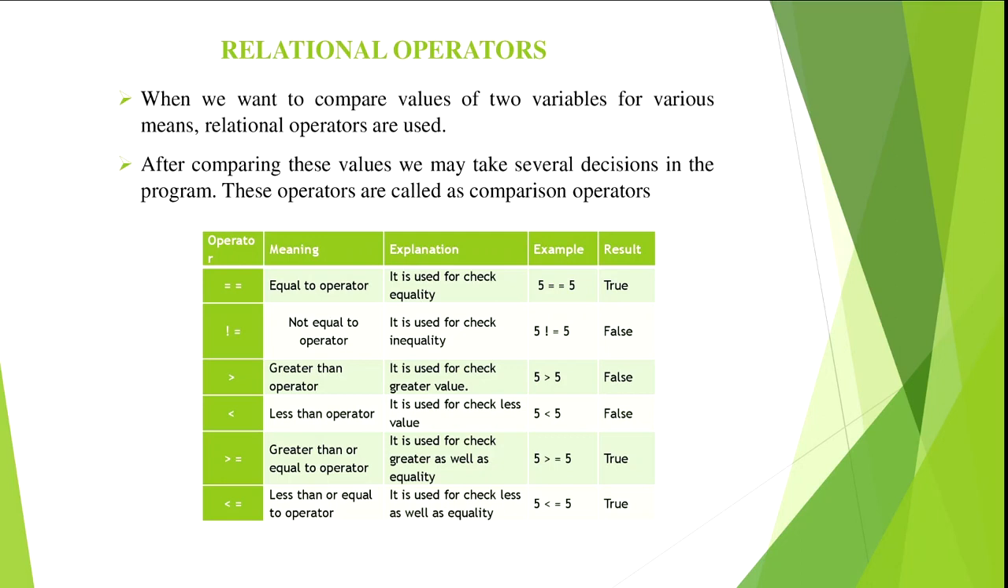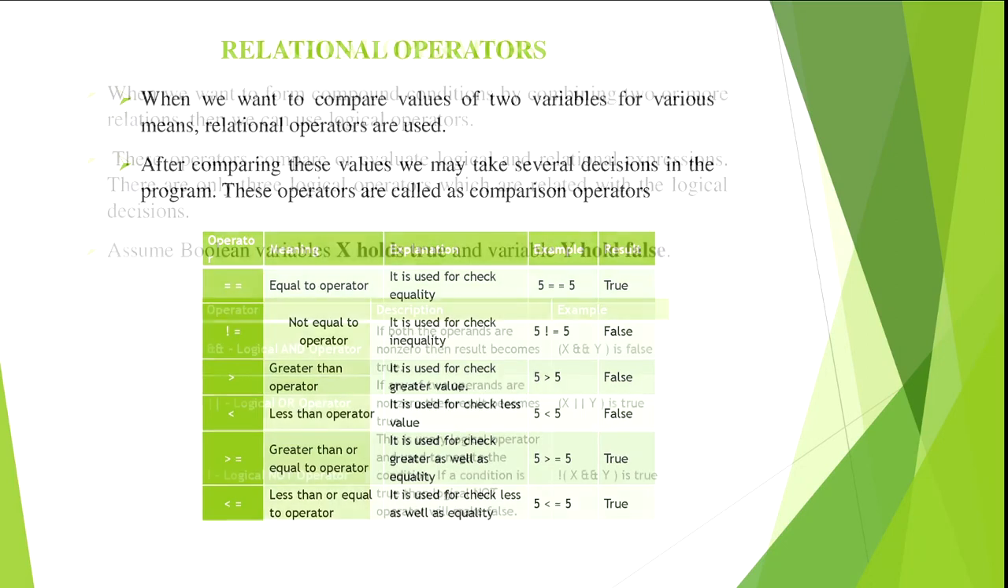See in the table, the first operator is the equal to operator. Here I take the example 5 equal to 5, yes, it returns the result true. Not equal to: 5 is not equal to 5 becomes false because both are equal. Then the next one is the greater than operator. 5 is greater than 5, false. 5 is less than 5, false. But if you use greater than or equal to, then you get the result true. 5 less than or equal to 5, then you get the result true.